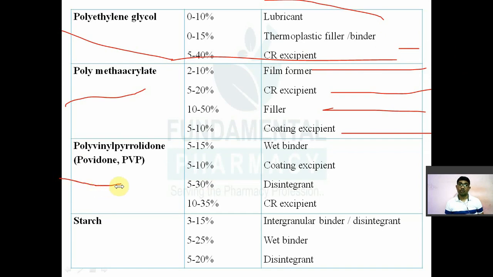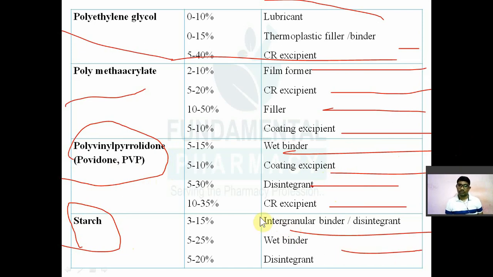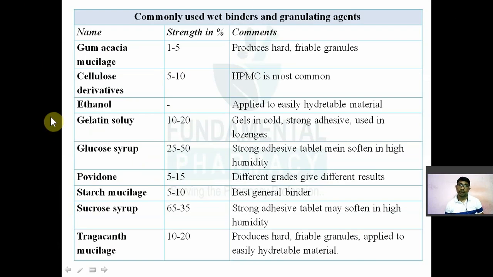Now polyvinyl pyrrolidone, it is also known as PVP, okay? So it is used as a wet binding agent, then coating solution excipient, then it is also a disintegrant and control release excipient. Starch: there are different kinds of starch like maize starch, wheat starch, potato starch. Then they are used as an intragranular binding agent, granules को bind करने में. Then they are also used as a disintegrant, and as a wet binder. Commonly used wet binders and granulating agents are those.